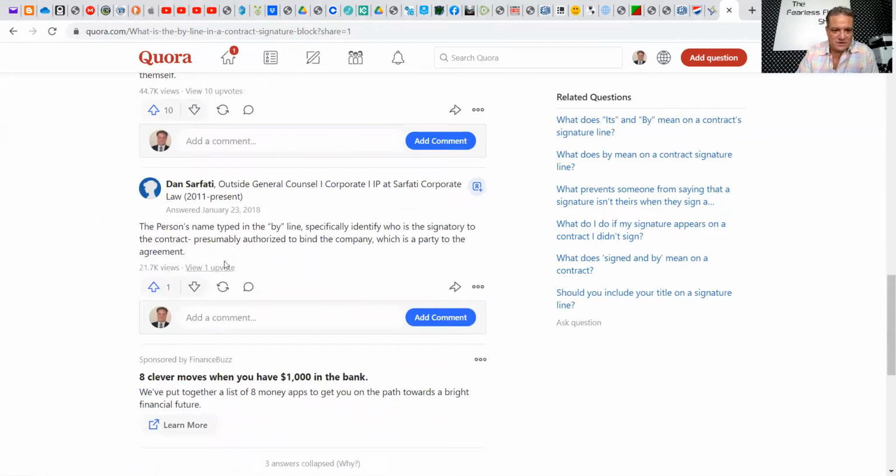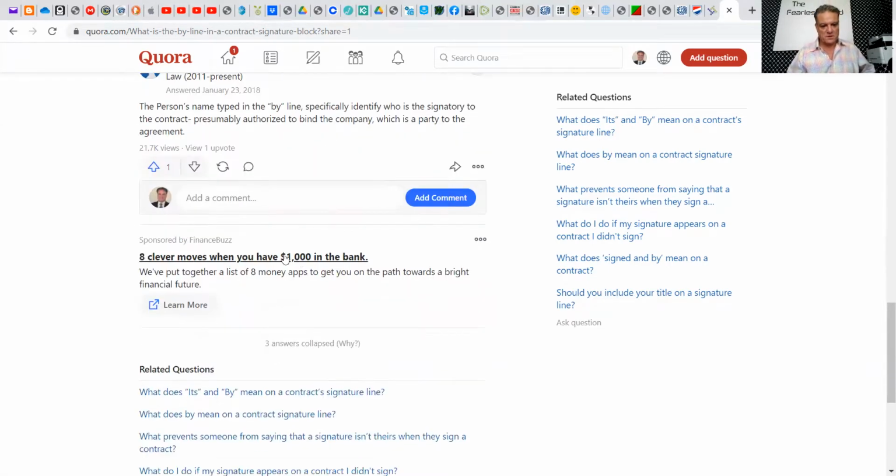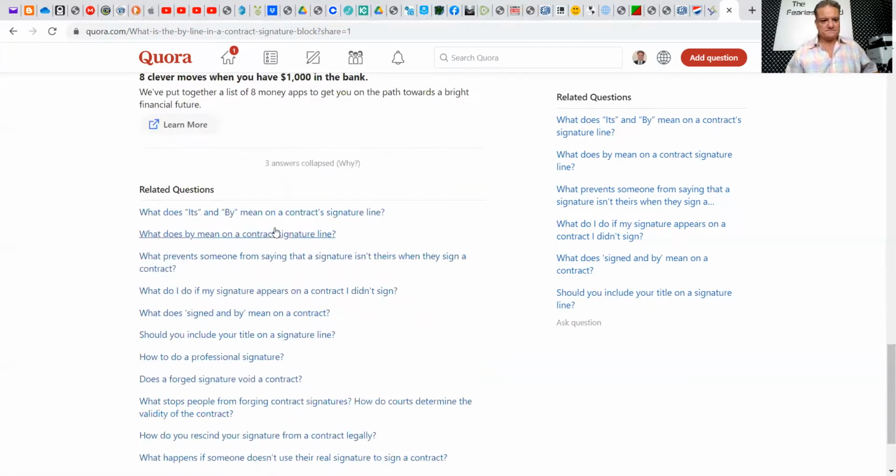So these are, oh, I need to read it. The person's name typed in the byline specifically identifies who the signatory to the contract is, presumably authorized to bind the company or corporation, which is a party to the agreement. Okay, that's kind of where your notice to principal doctrine, Restatement Second, section 3 comes in. Notice to principals, notice to agent, notice to agent, notice to principal. So that's the byline. All right.